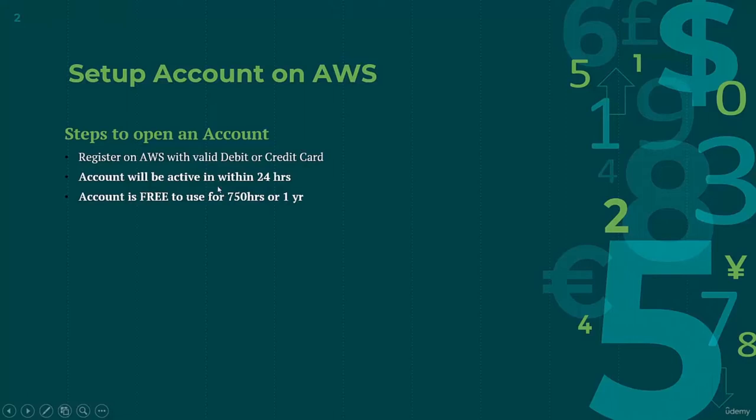The account will be active within 24 hours, meaning once you create an account, it will take some time to become active. Once it is active, only after that can you use it. This account will be free for 750 hours or 1 year. So once it is active, you can use it for practice, and it will be free up to 1 year or 750 hours. That is plenty of hours from a learning point of view, and in those hours, they will not charge anything from you.